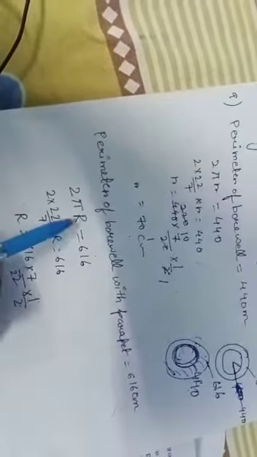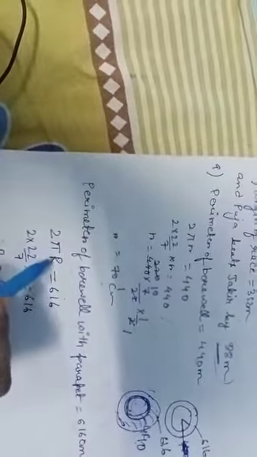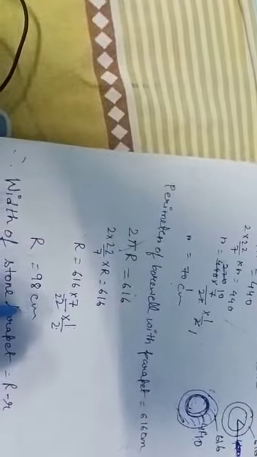So the perimeter of bore well with parapet is 616. I am taking the radius as capital R, because if you have two radii you can take capital R also. I have taken small r here and now capital R so that we will not get confused. So 2 pi R equals 616. Again you put the value, you will get R as 98 centimeter.